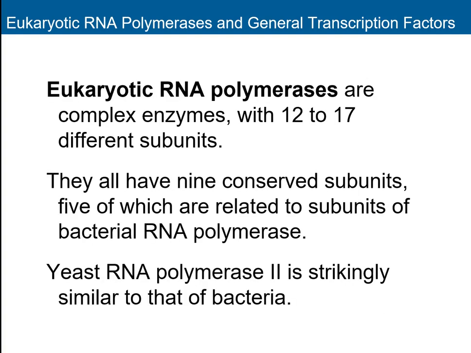Okay, so eukaryotic RNA polymerase is about 12 to 17 different subunits. So again, think about this compared to what we saw with the RNA polymerases. They have 9 conserved subunits, meaning 9 subunits that are the same across all of those RNA polymerases, and 5 out of those 9 are closely related to what we talked about with the E. coli RNA polymerase. Okay, and the yeast RNA polymerase, which yes is a eukaryote, is actually similar. One specific yeast RNA polymerase 2 is very similar to the bacteria or E. coli RNA polymerase.